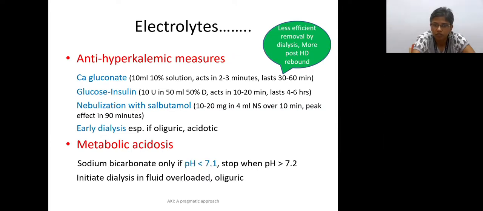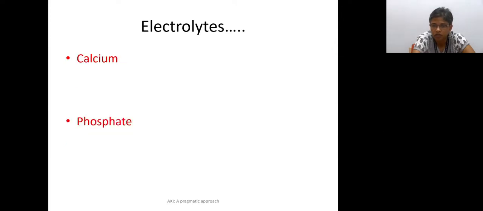Metabolic acidosis. Generally, we say not to give sodium bicarbonate unless the pH is less than 7.1, and stop when the pH is more than 7.2. The reason being it can contribute to volume overload, especially if the patient is oliguric. Okay.